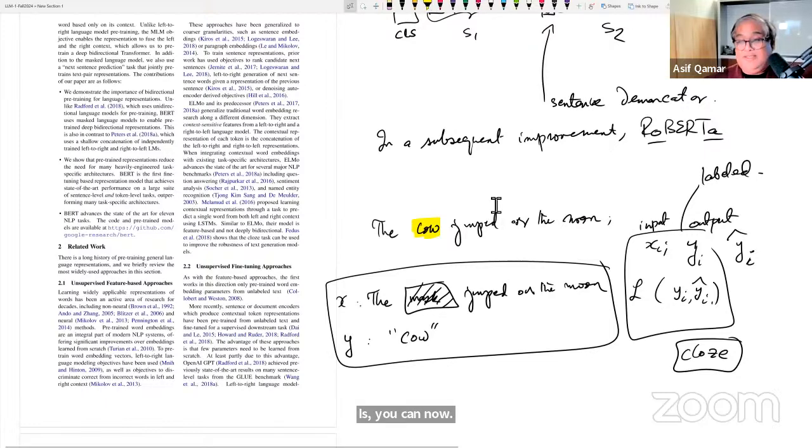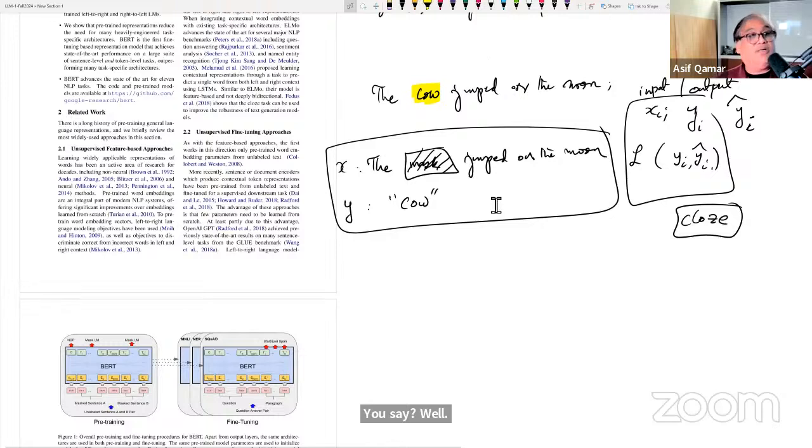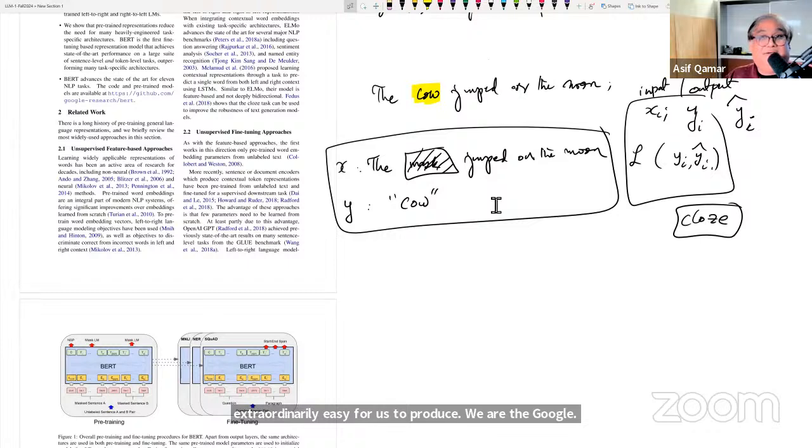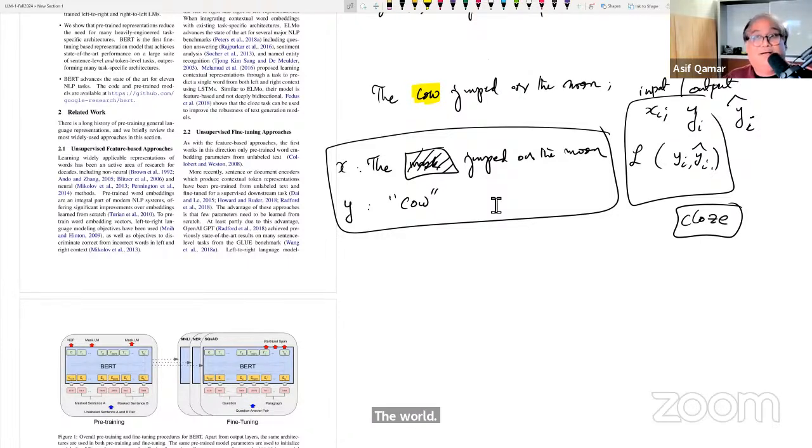now, because this kind of data is extraordinarily easy for us to produce. We are the Google. We have scraped the whole web, the world. And so we can produce bazillions of such labeled data, isn't it? Everywhere we find a sentence, mask a word or two, right? And they mask 15% of the words. And let's say, for simplicity, assume one word. But actually, in reality, it's more technical. It's 15% of the words. And you make the machine guess those words, right?